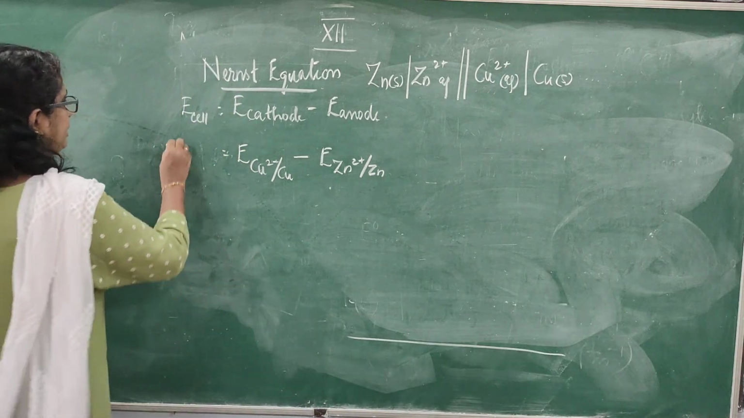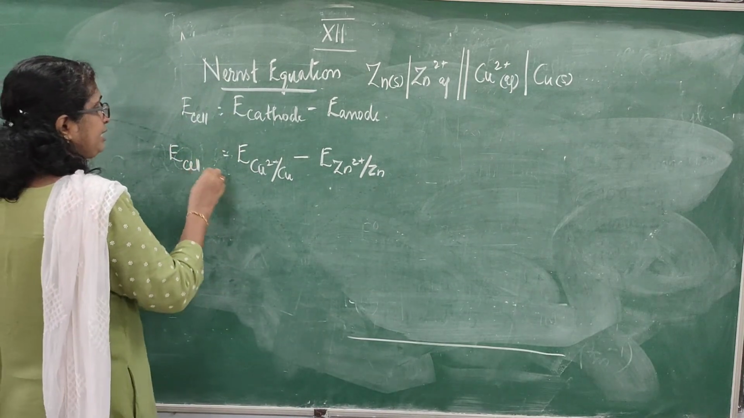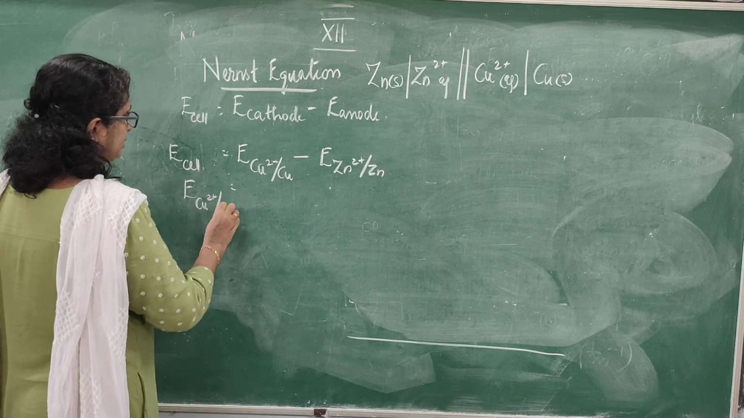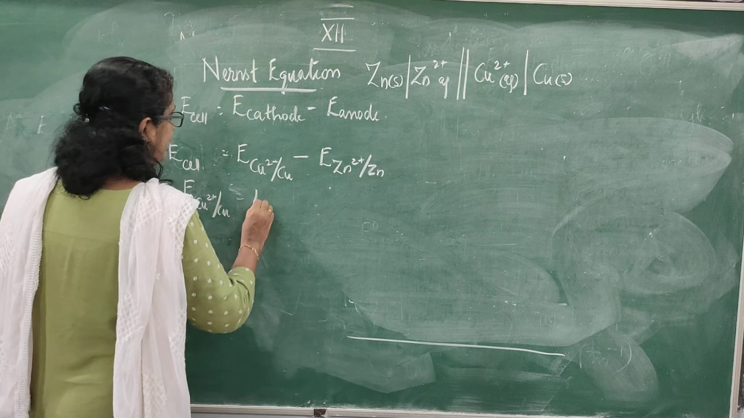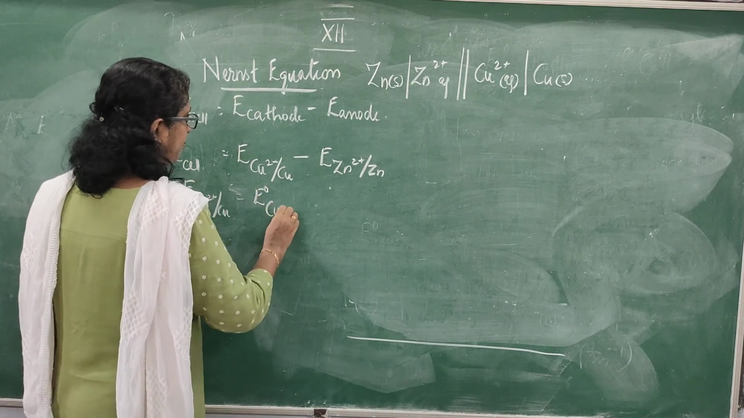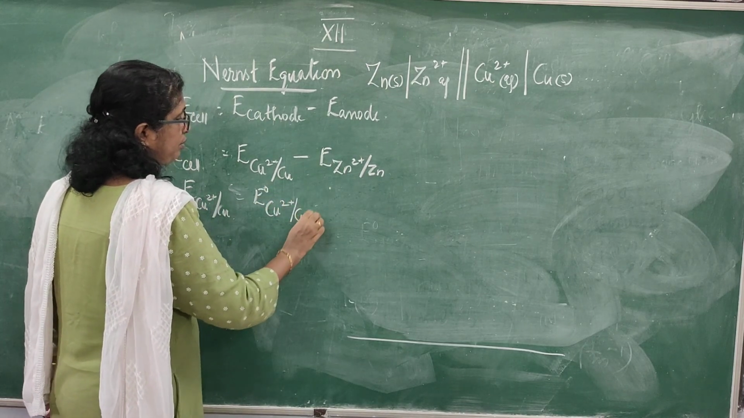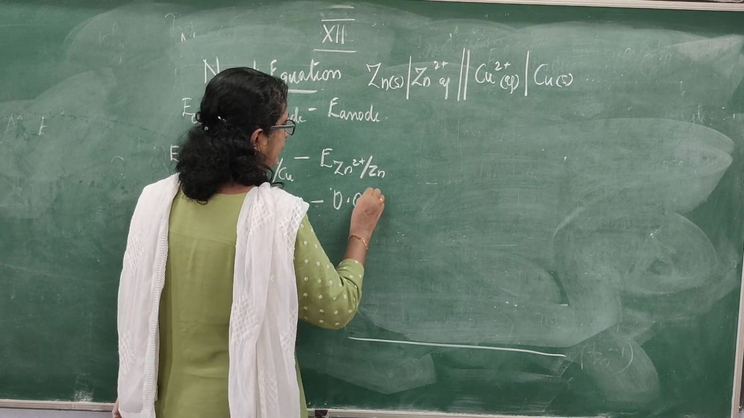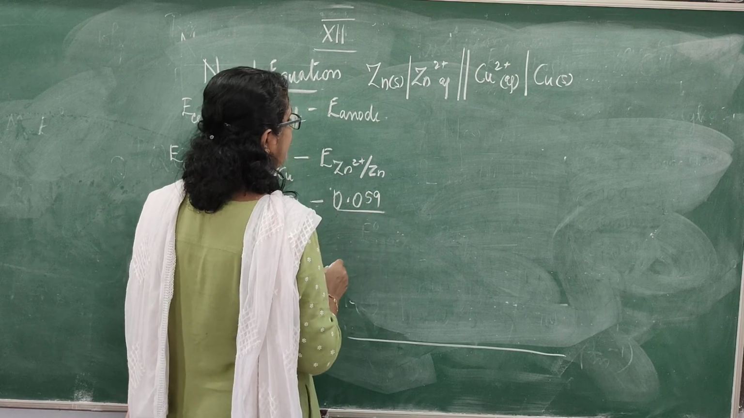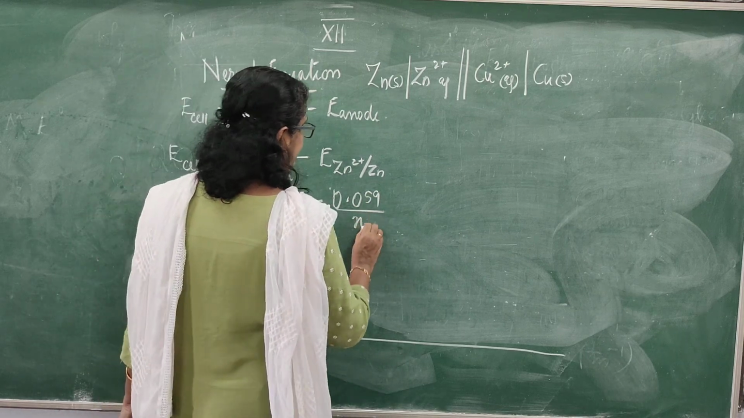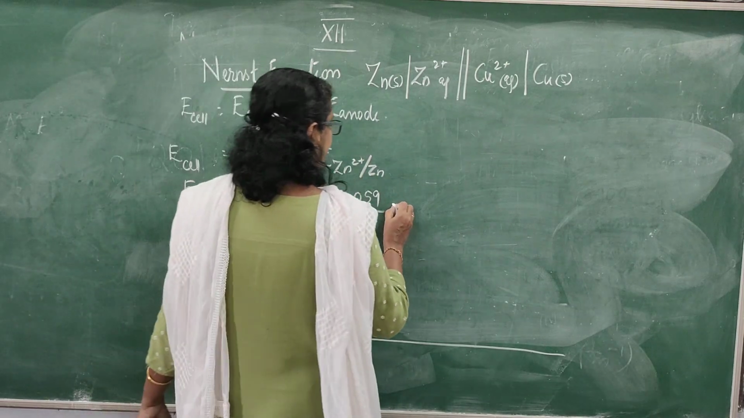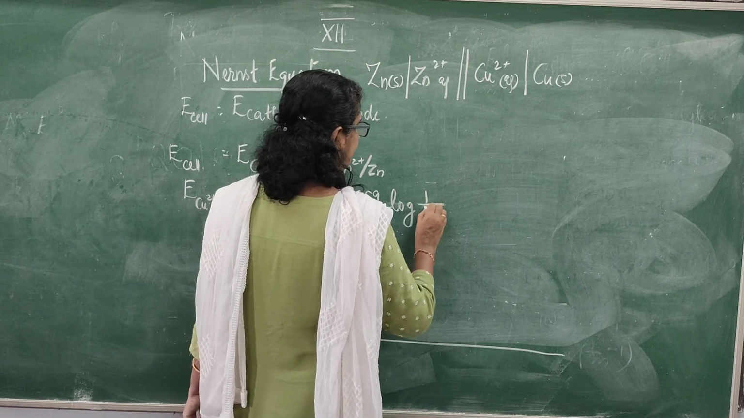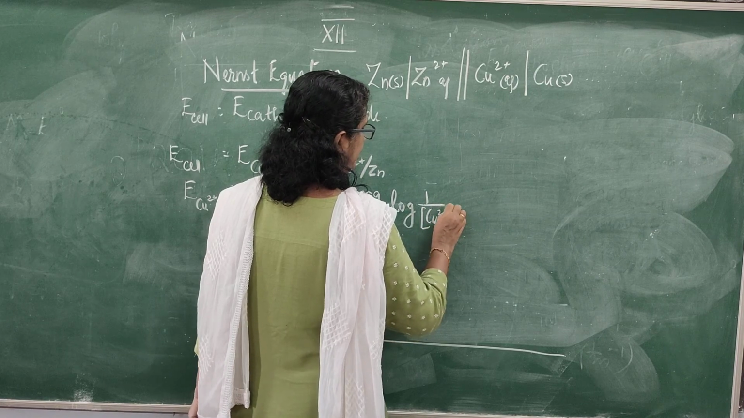So E cell is equal to E Cu2+ | Cu minus E Zn2+ | Zn. And what is E Cu2+ | Cu? E Cu2+ | Cu is equal to E naught Cu2+ | Cu minus 0.059 by how many electrons here? We can take generally n electrons, in log 1 by the molar concentration of Cu2+.